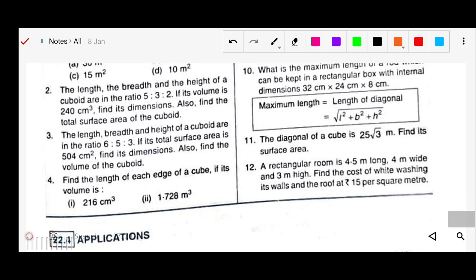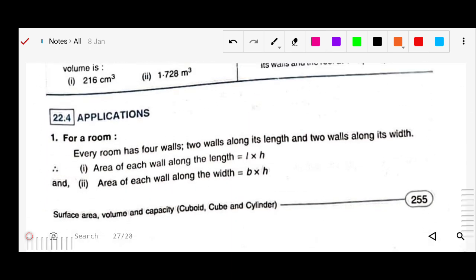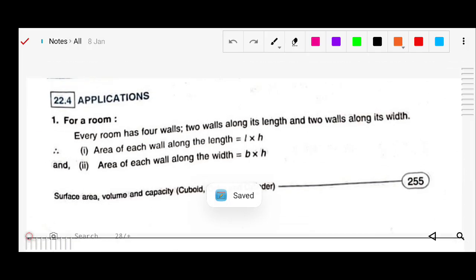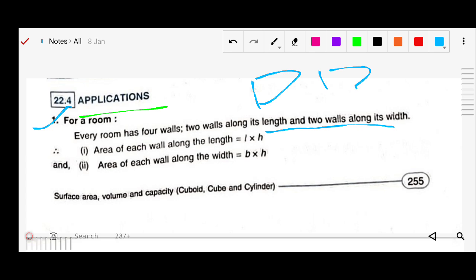So today we will see the further part of this chapter, meaning the next exercise, which is the applications based on the cube and cuboid. As you can see, these are the applications where we use the cube and cuboid. Now for a room, every room has how many walls? 4 walls. 2 walls along its length and 2 walls along its width, right? We have the 4 walls. One will be included with the length and one with the width.